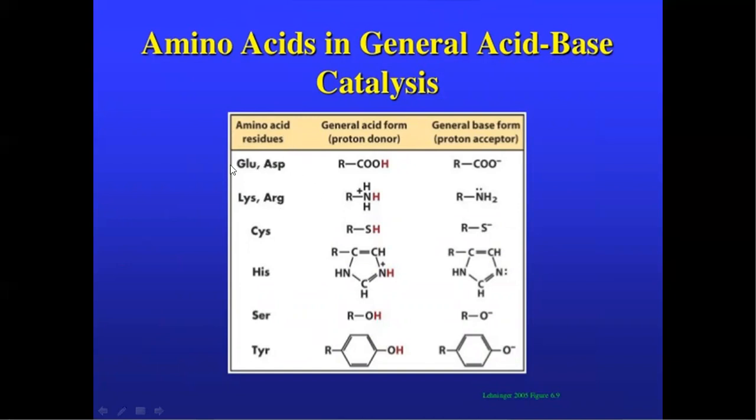These amino acid residues, which are present at the active site of the enzyme, have proton donors and proton acceptors. For example, cysteine has this proton donor, and this is the proton acceptor. In that way, all the amino acid residues have proton donors and proton acceptors, which are useful for the acid base catalysis process.